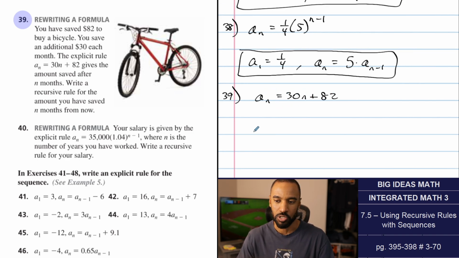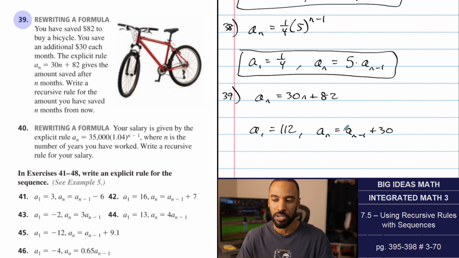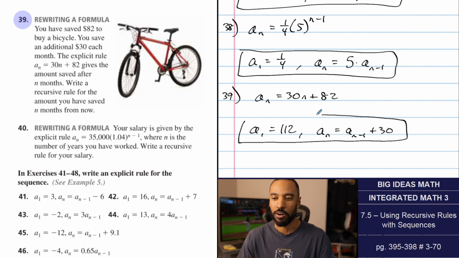It's the same answer here, right? You need the first term. 30 times 1 plus 82 is 112. And then your rule is the next month, you take the previous month's amount and save another $30 on top of it. Given the first month of amount saved is $112. After a month, that is. Number 40.